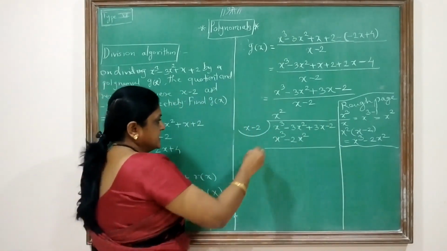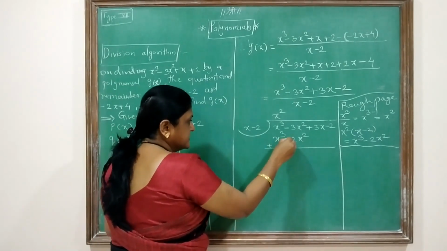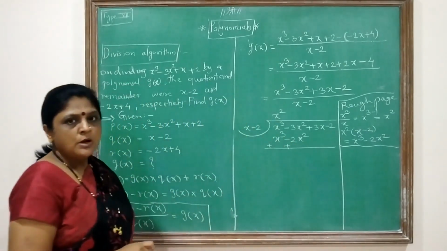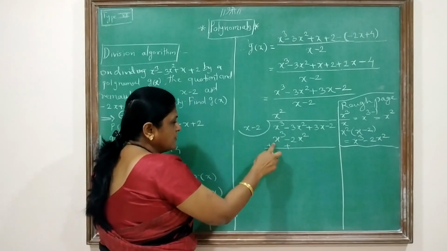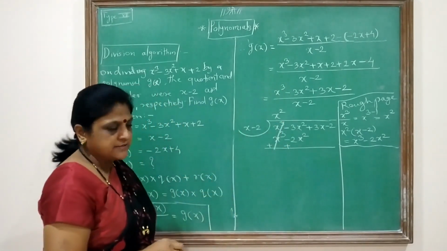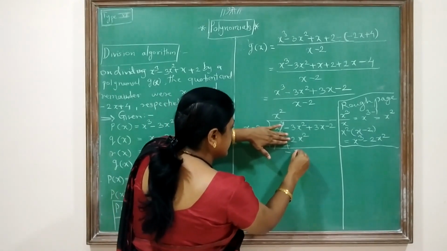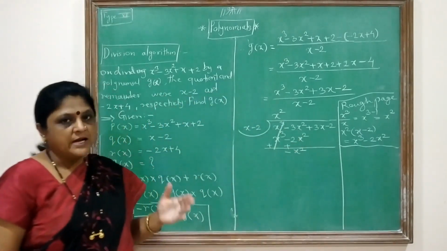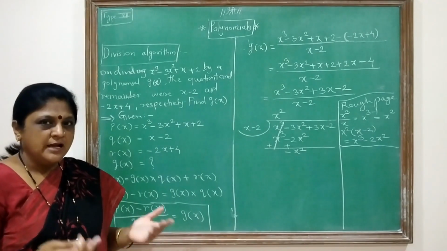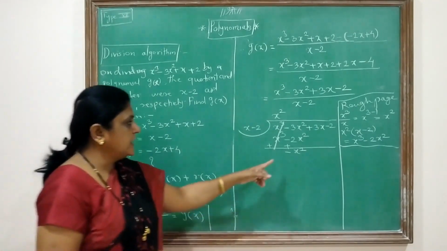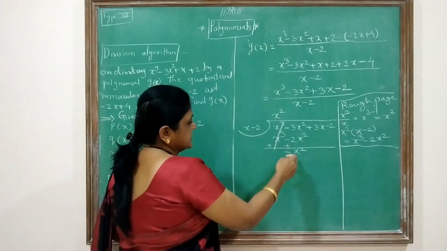Here the sign will be changed. That is, plus is converting to minus, and this minus is converting to plus. Plus x cube minus x cube, they are cancelled. And this minus 3 plus 2, that is minus x square. Minus 3 plus 2 is 1, and 1 x square, then you will write minus x square.